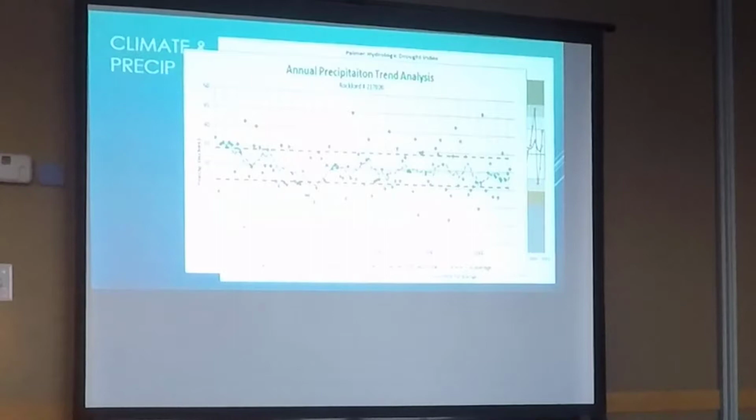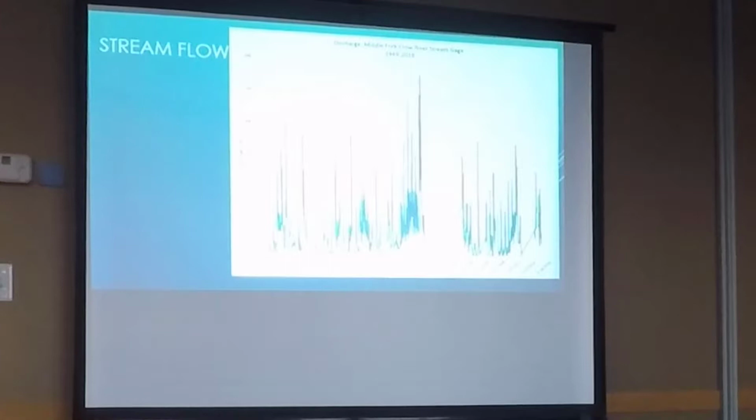The number of high-end rain events that we're seeing is increasing by decades since the 1950s. So it's not just a this-year trend or anything like that. And that's universal across the entire watershed. And that's related a lot to the climate shift that we're seeing throughout this part of the world, throughout the whole world. But now we get to stream flow.